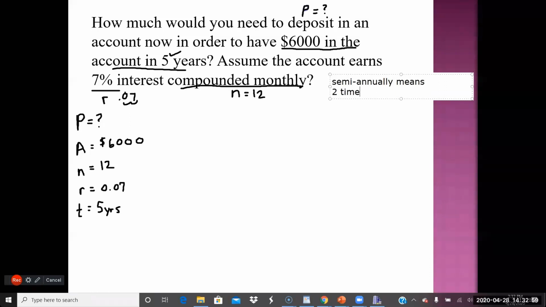2 times a year. So N would be 2 in that case. Cool. Okay, let's see, what was I doing? Okay, so we're just going to go ahead and fill this in now.